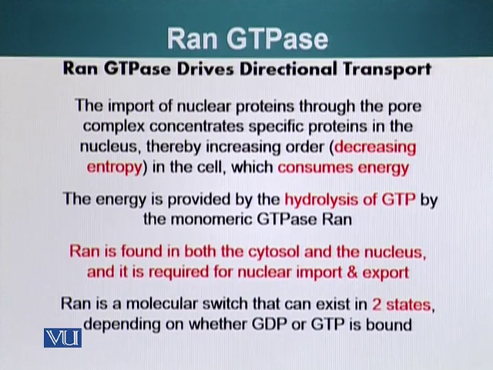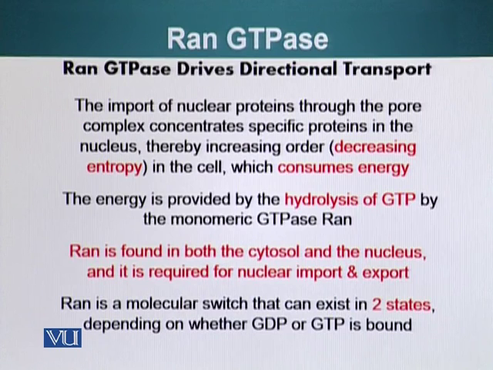So where does the energy factor come in? I have to introduce you to a molecule. It is called RAN. This RAN molecule is also a G protein, meaning that it binds GTP or GDP. So like our other G proteins, it can be bound to GDP or GTP, meaning it works like a switch in an on position or an off position. When it is bound to GTP, RAN is in the on position. When it is bound to GDP, it is in the off position.